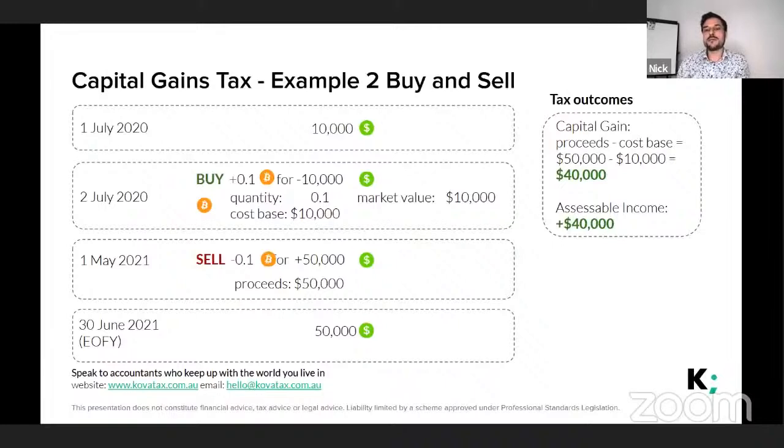He would only have a capital gain of 20,000. So you can see this would have been a huge difference in the assessable income that he would have had to declare, and much less tax that he would have had to pay as well.